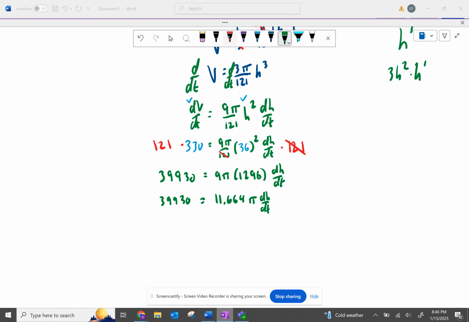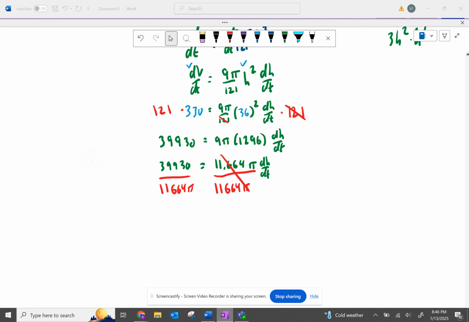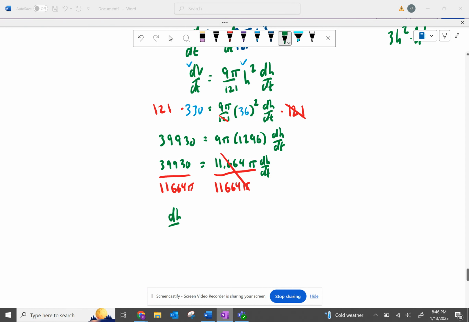Now to solve for dh dt, we just got one more step. We're going to divide both sides by 11,664 pi. And we finally get that the rate of change of the height when the height is 36 is about, I'm going to round this, 1.09 feet per minute. So about a foot per minute.